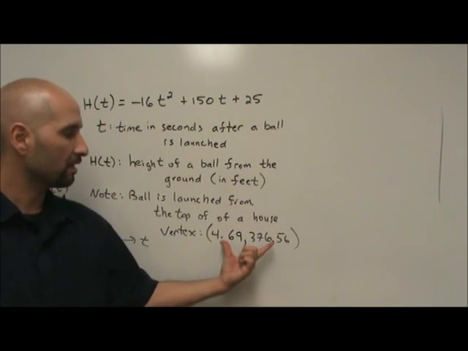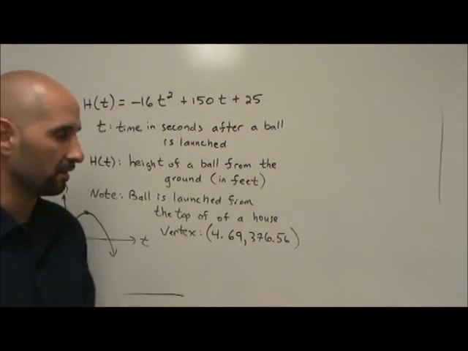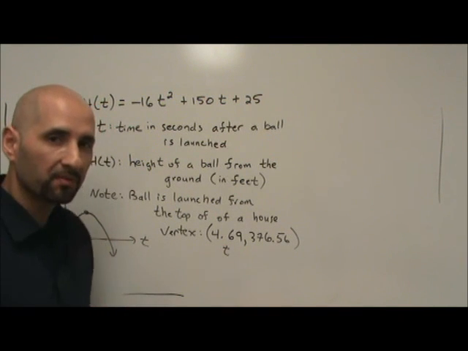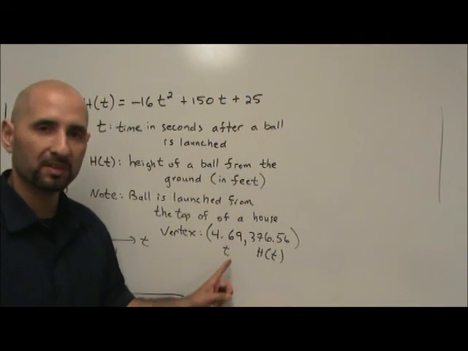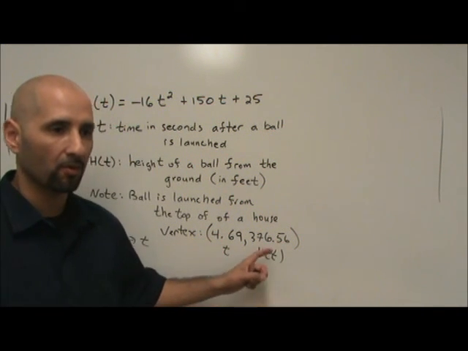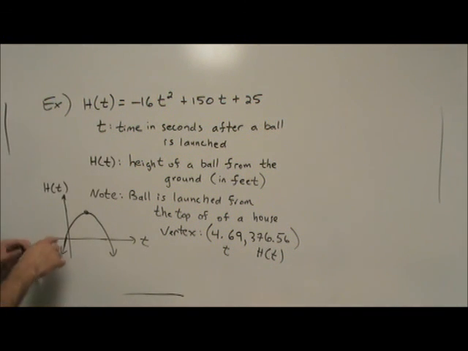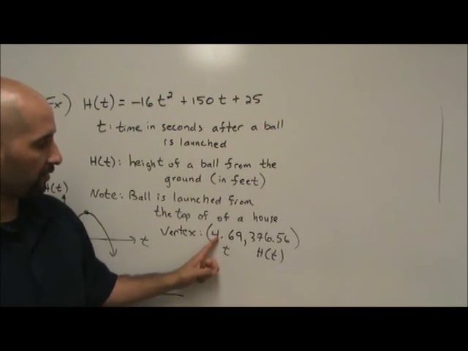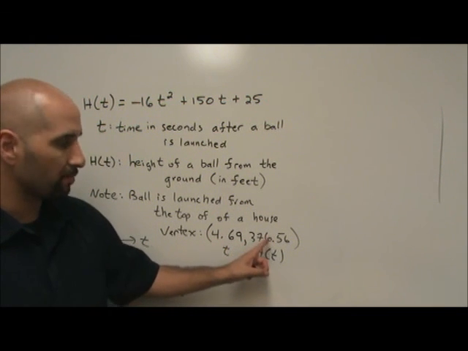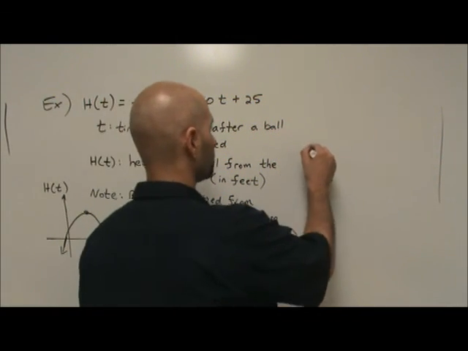Let's write a sentence that interprets this or gives us the practical significance regarding the context here. So remember, this is an input value or a t value, and this is an h of t value. This has units of seconds, that has units of feet, representing the height of the ball. So the ball is launched, and then at this point has its highest height, if you will. So hopefully you're thinking this. After 4.69 seconds, the ball has a maximum height of 376.56. And that's what it is. So let's write that.